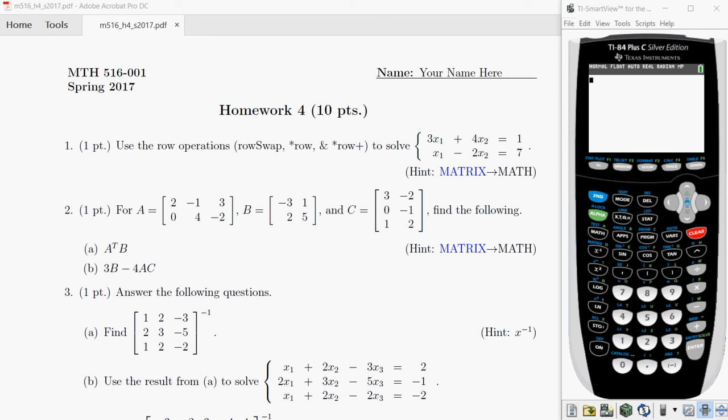Alright, let's look at homework 4, problem number 1. We want to use row operations to solve this system of linear equations. First, we're going to create a matrix.